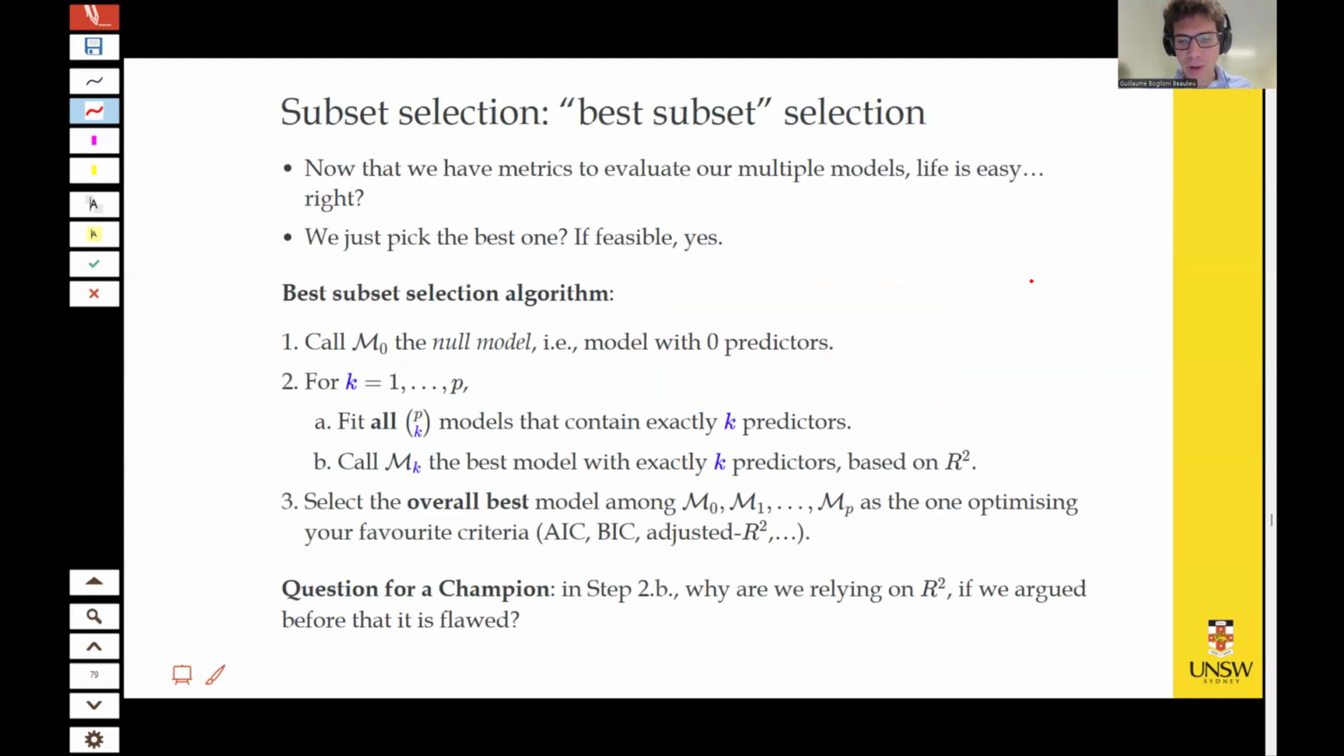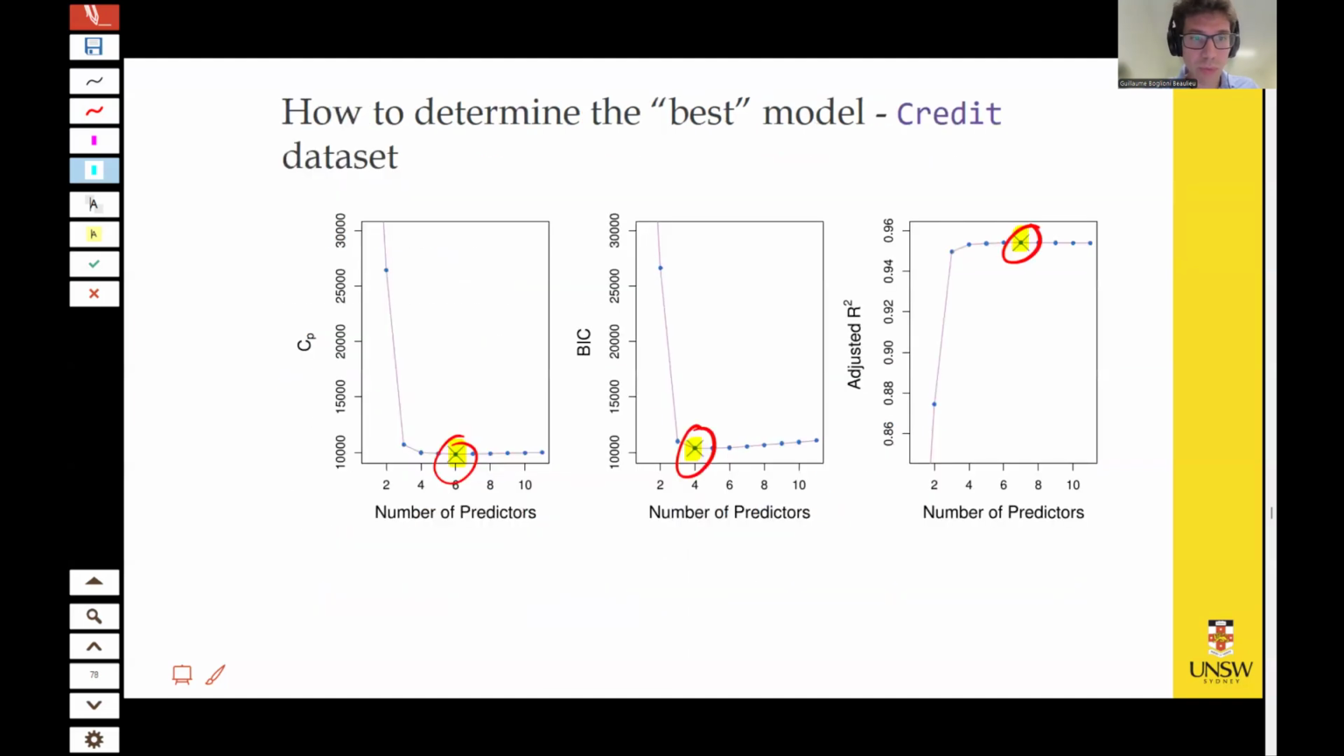Okay, now here we say, well, we do have valid metrics to evaluate our multiple models, so life should be easy, right? We just pick the best model. So we choose one metric, the one that maybe appeals the most to us, and then we just pick the model that has the best metric out of all the models.